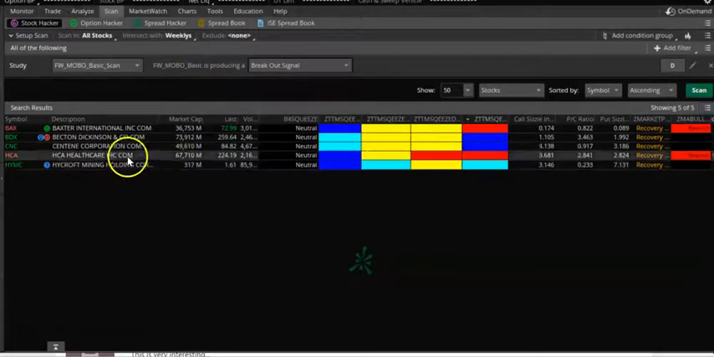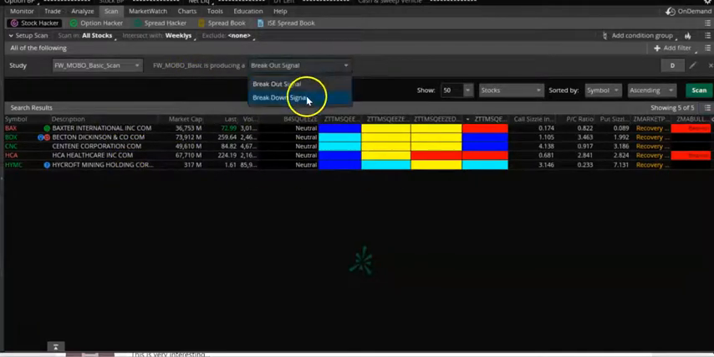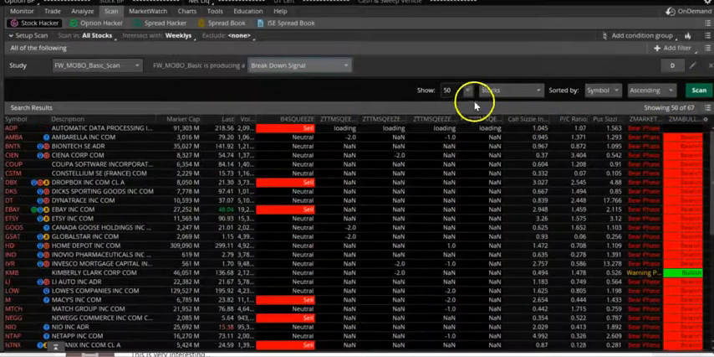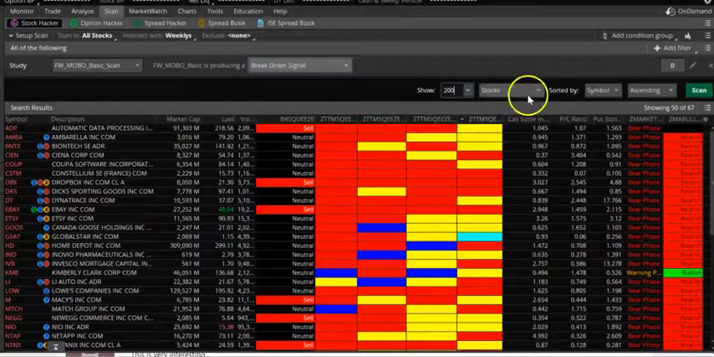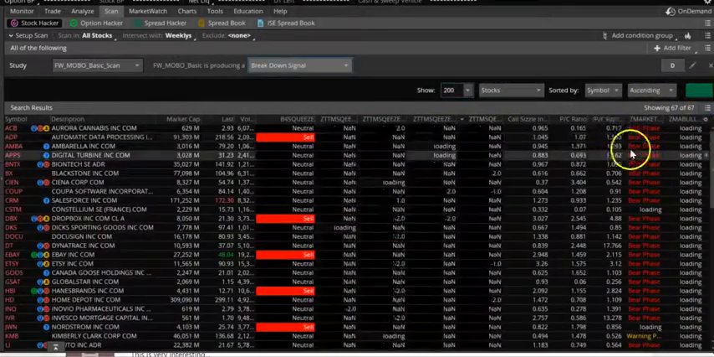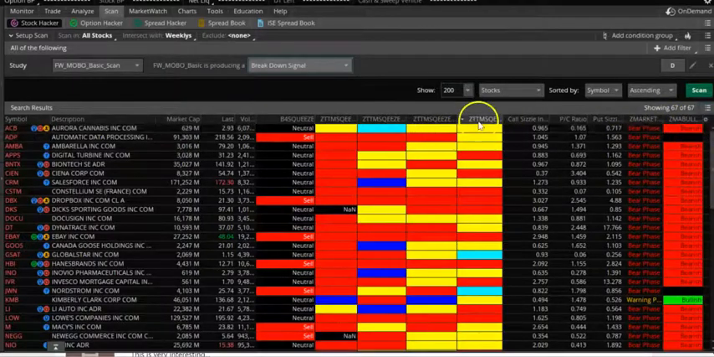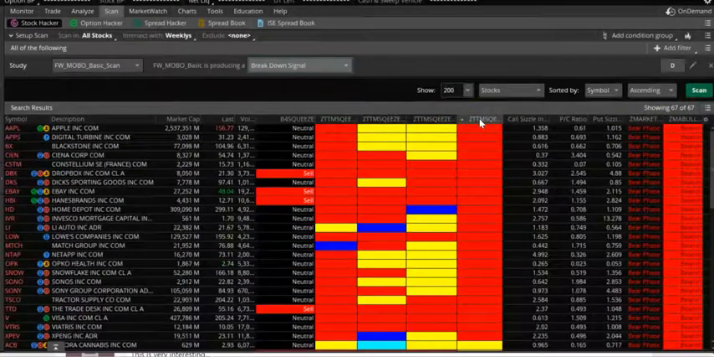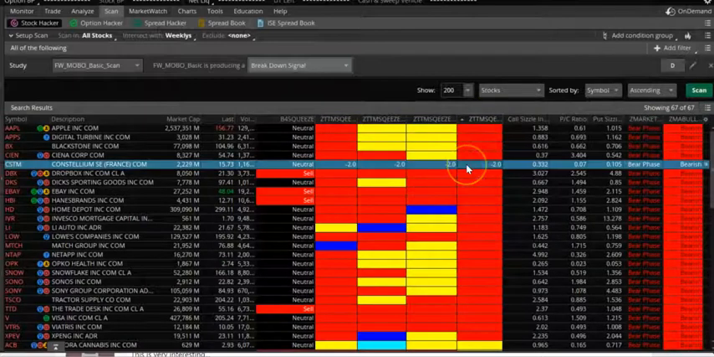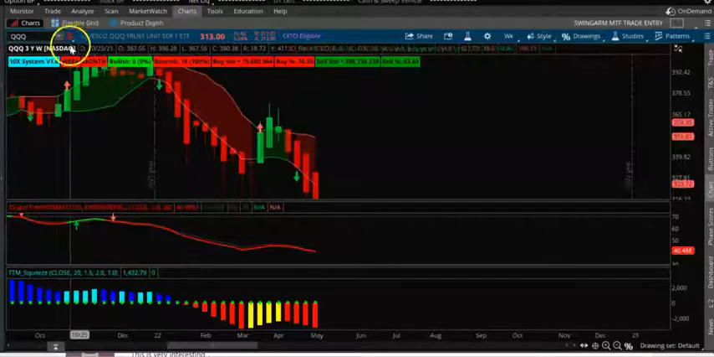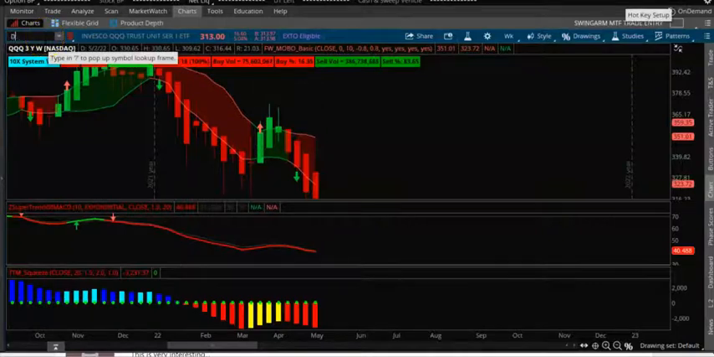Okay, now let's look at down signals. There will be many. Here it shows 200 stocks which are downtrending. Let's look at DBX, Dropbox chart. DBX.